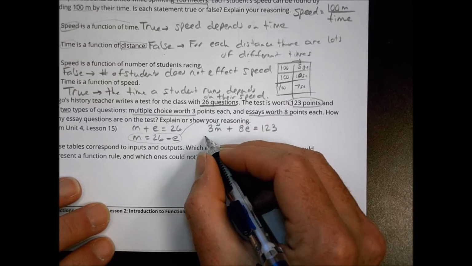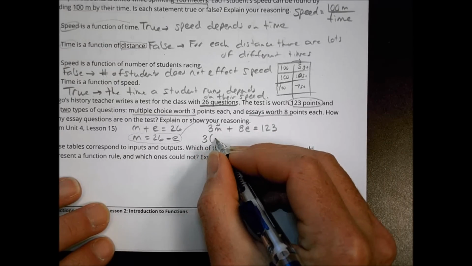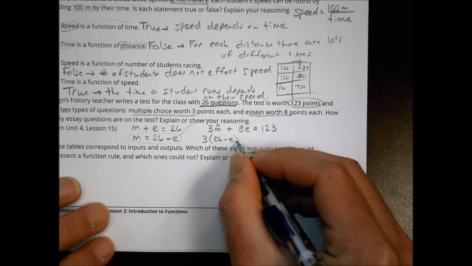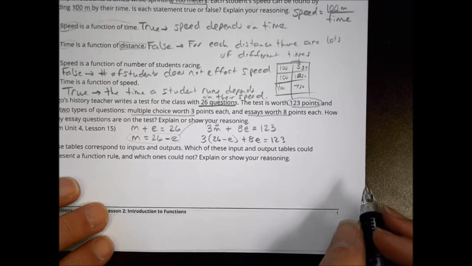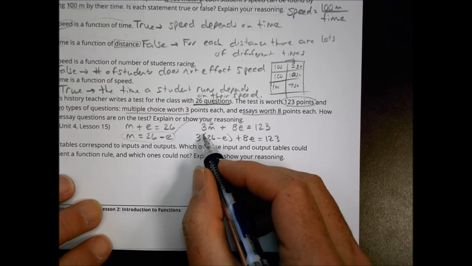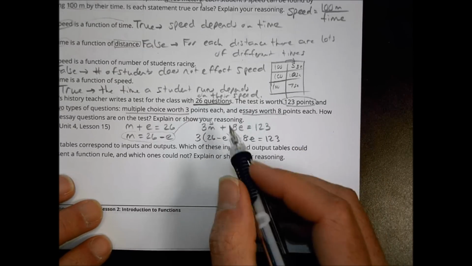So we're going to say 3 times (26 minus E) plus 8E equals 123. Okay, so now to solve this, I need to do some math here. Got to move some things around. I'm going to move down here if you don't mind.